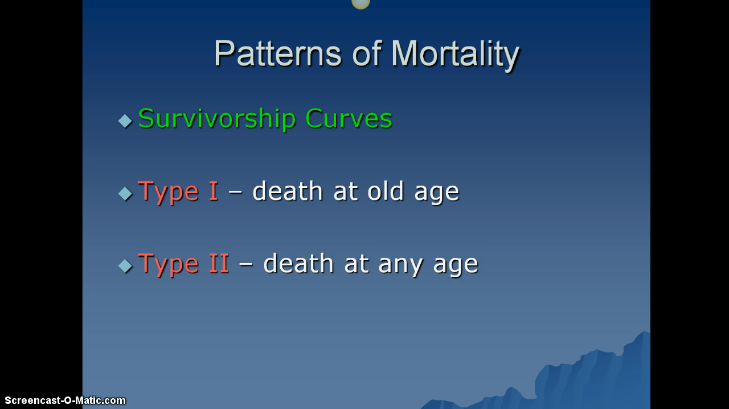And here's the explanations for those again. Type 1, death at old age. Type 2, death at any age is your chances are the same no matter how old you are. And type 3, death at a young age is very common.